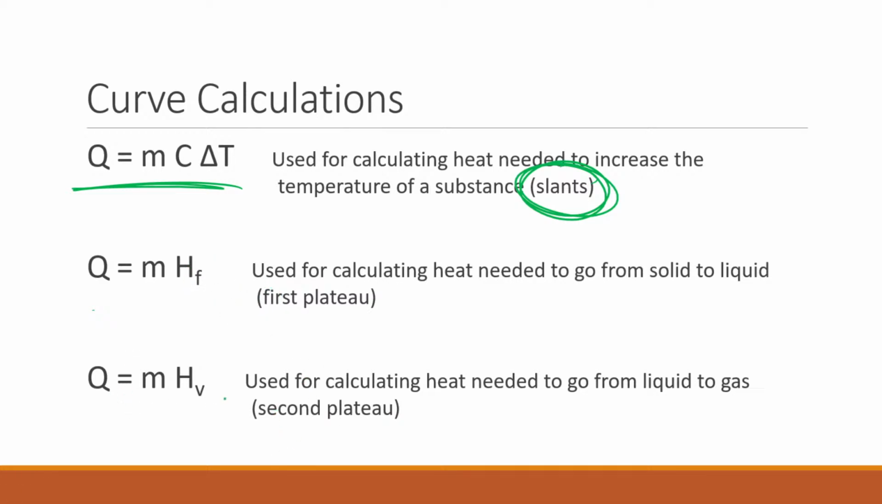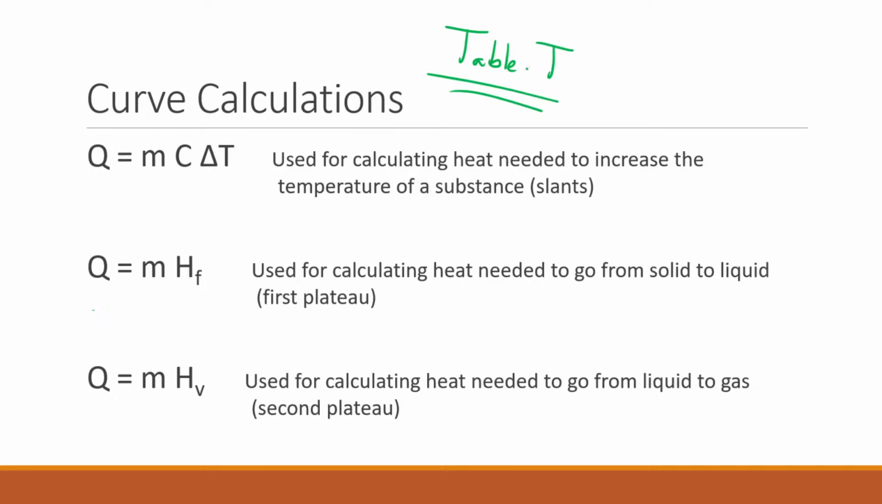Q equals mHv is for going from liquid to gas or gas to liquid. And V goes really nicely for vacant, which isn't a word, but if you remember it as vapor, having to do with gas, you will always get that one correct. Now, all three of these formulas are available for you to find on Table T of the reference table. They're all listed there, and on top of just listing them out, it also identifies what each variable stands for.